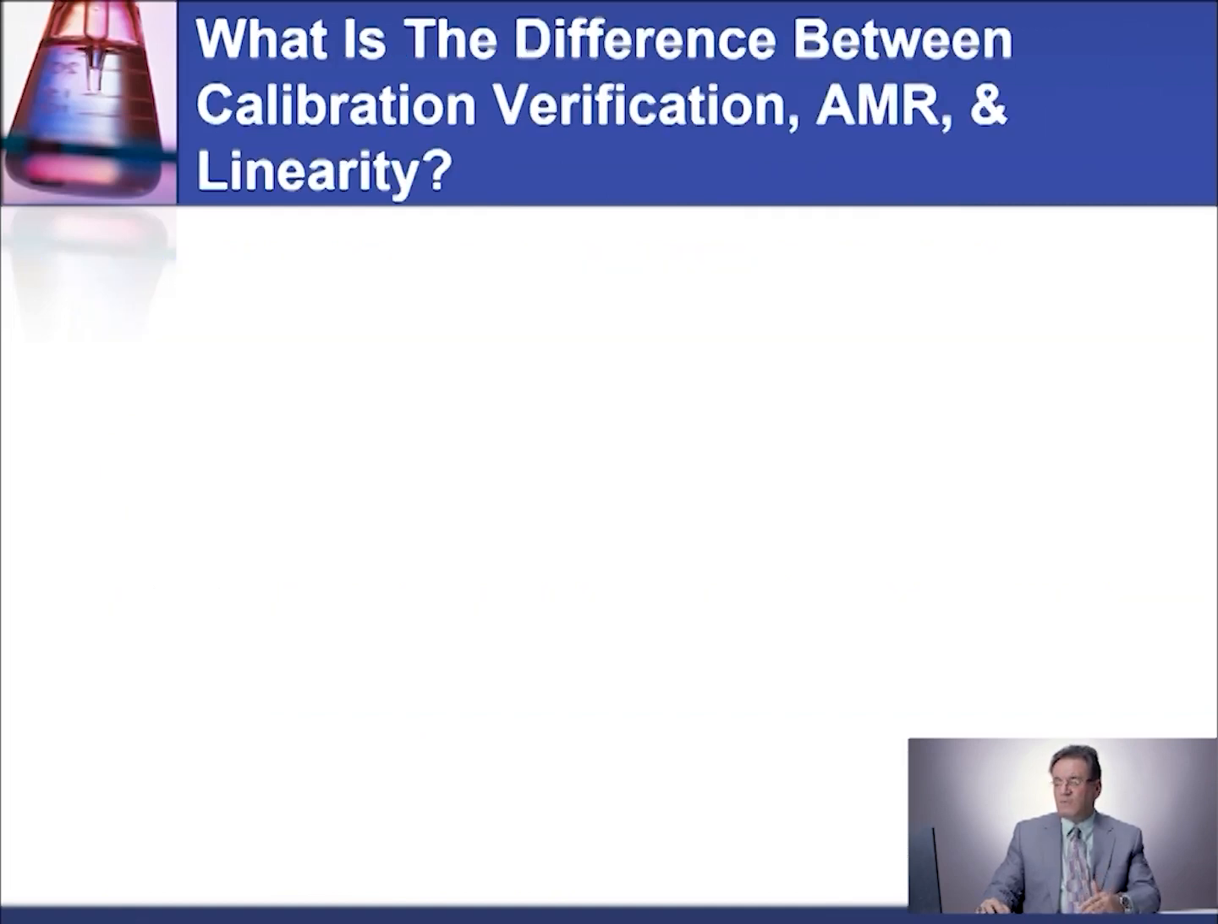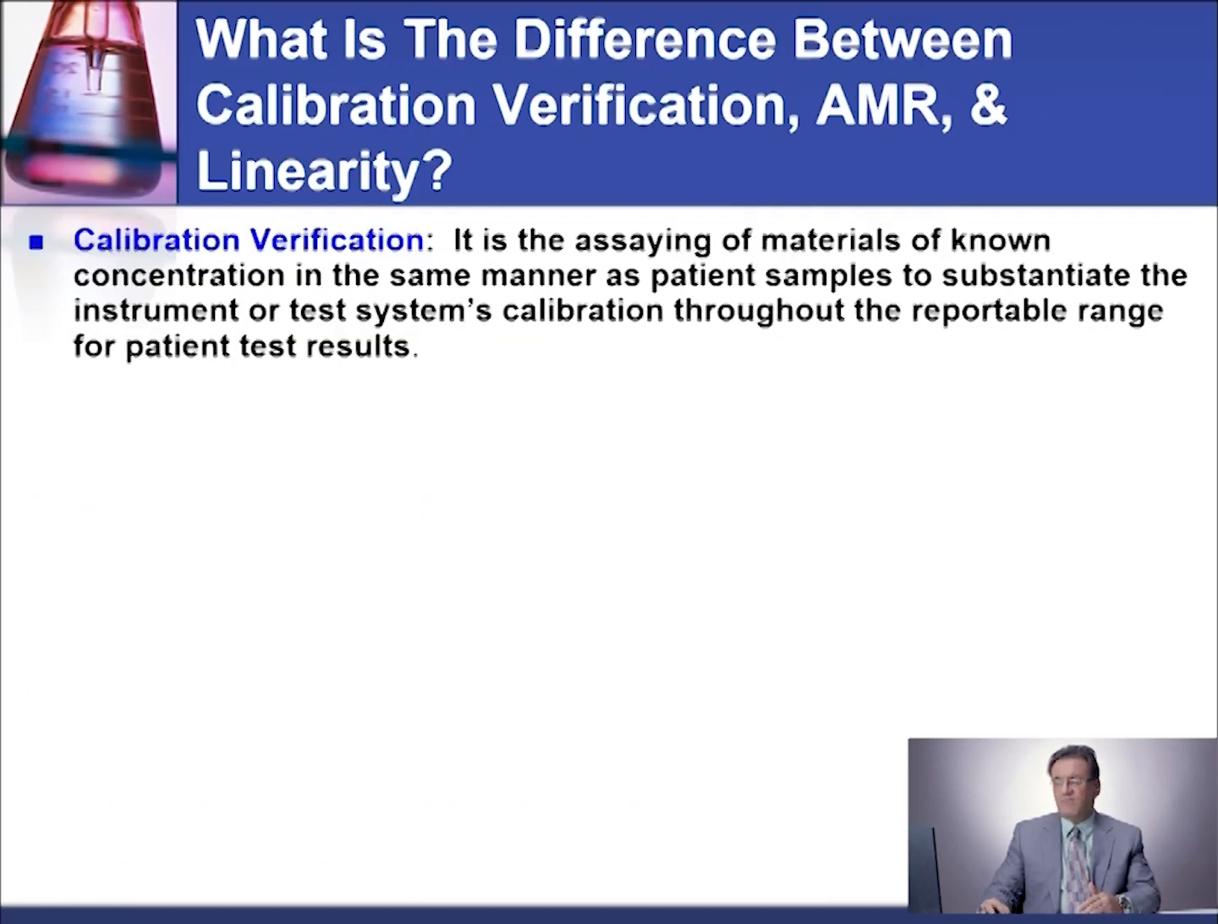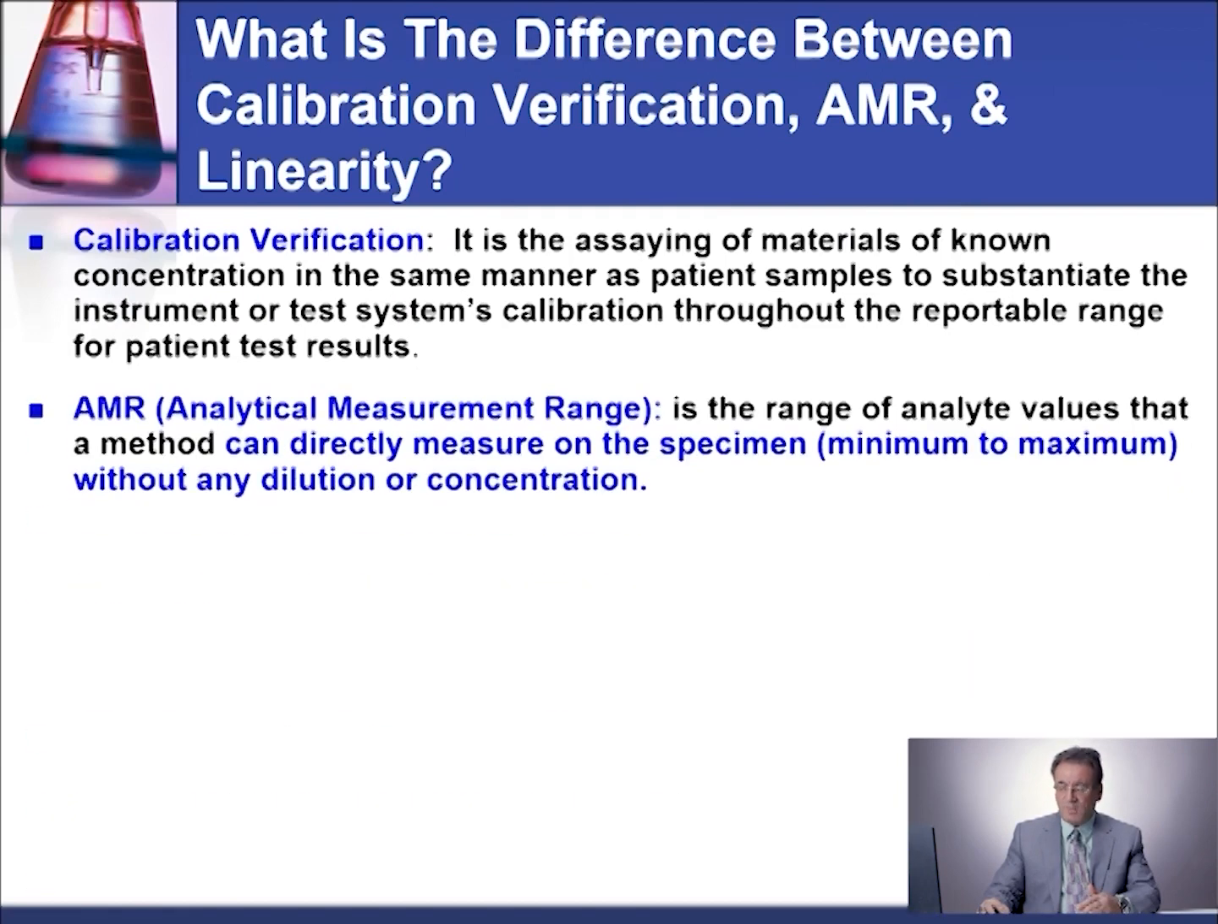Now, what is the difference between calibration verification, AMR, and linearity? Calibration verification is the assaying of materials of known concentration in the same manner as patient samples to substantiate the instrument or test system calibration throughout the reportable range for patient test results. The AMR, or analytical measurement range, on the other hand, is the range of analyte values a method can directly measure on a specimen from minimum to maximum without any dilution or concentration.